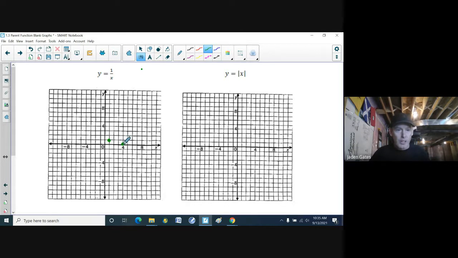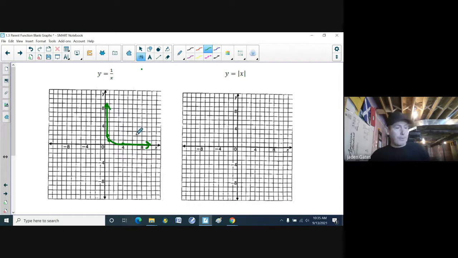Now, I'm going to try to put in another one, say x equals a half. If you take 1 divided by a half, you get 2. And so our graph, a sketch of it, is going to be roughly looking like this.